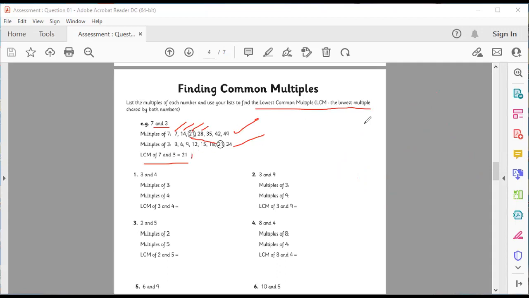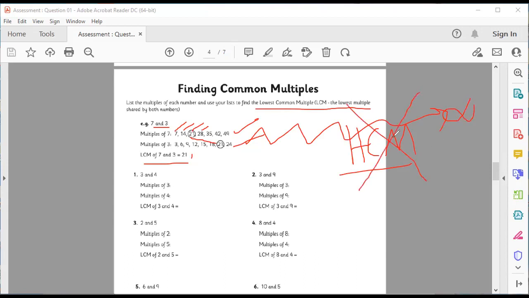Now, is there any logic in finding the highest common multiple? Never, because multiples will keep on going. Numbers are infinite, so there is no sense in finding the highest common multiple. We only want to find the lowest common multiple. Understood?